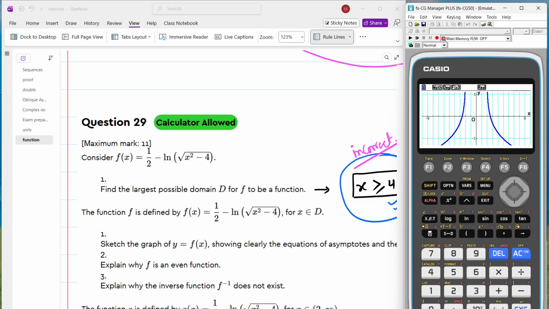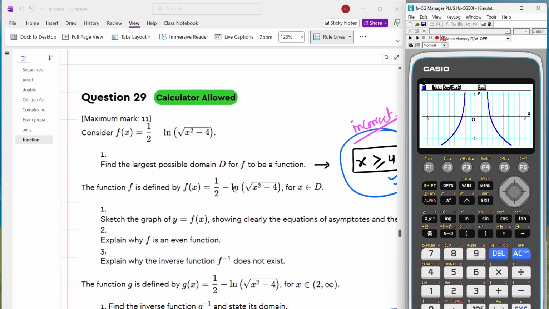x equals -2 and 2. Let me check. Yeah, -2 and 2. Obviously, we have calculated in domain also that x equals +2 and -2 was not accepted there.